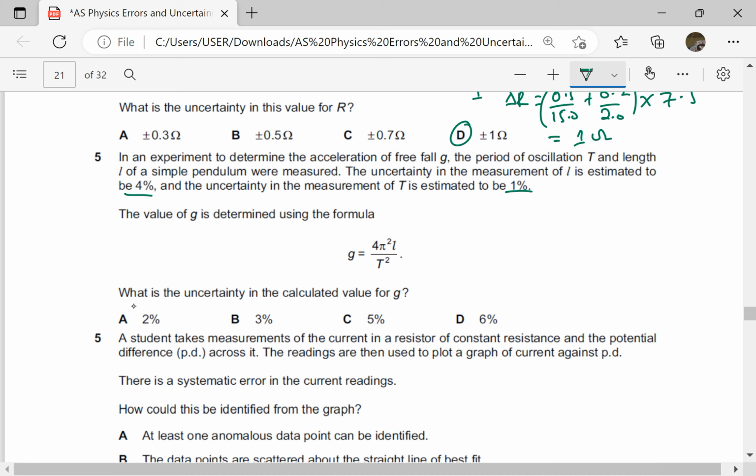The answers are in percentages, so the percentage uncertainty in g is going to be, ignoring 4 pi squared, the percentage uncertainty in L plus twice the percentage uncertainty in t, because of the power on t squared. So this would be the percentage in L, which is 4%, plus 2 times 1, which gives us the answer as 6%. So the answer is D.